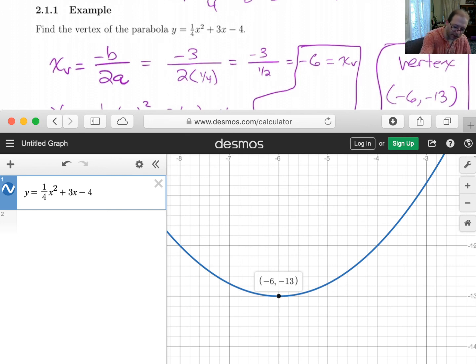So any other problem where you're trying to find the vertex, you do the same thing. Use the formula to find the x-coordinate and then plug it in to get the y-coordinate.